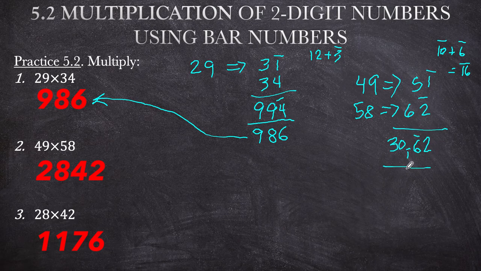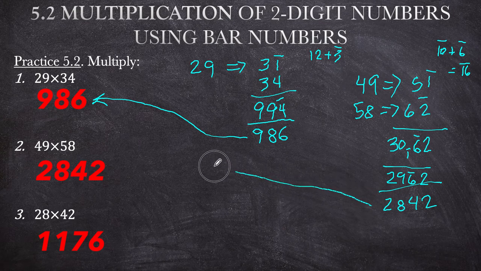So this becomes 30 minus 1 first. We have 29, bar 6, 2. Then we're going to simplify that further. So this becomes 28, all from 9 and the last from 10. The last from 10, so that becomes 4. And this becomes 2. So what we have is 2842 for number 2.